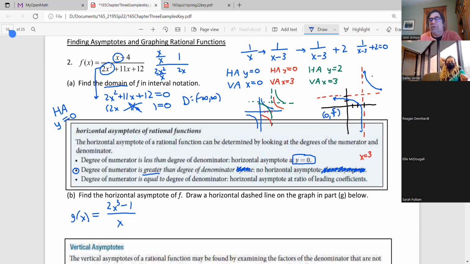If this degree is larger than this degree, no horizontal asymptote. So kind of think about the opposite of this situation right here. If you took everything and divided by x, your numerator would be 2x squared. Your denominator would be 1. So as x got bigger, 2x squared keeps getting bigger and bigger and bigger, while 1 stays at 1. So for this one here, there is no horizontal asymptote.